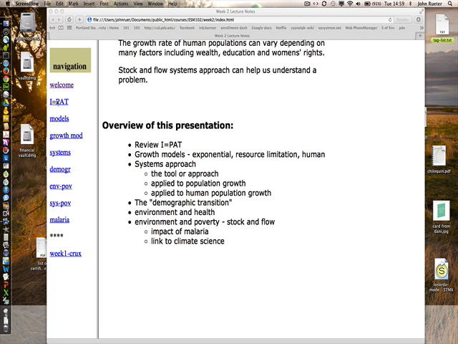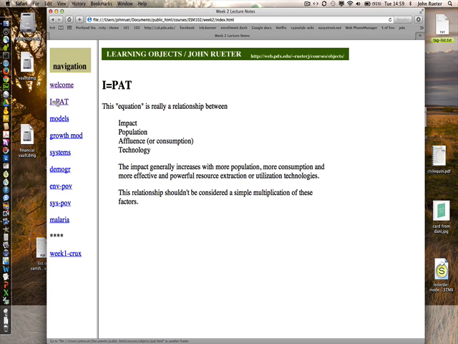So let's just quickly review the IPAT relationship, which is just impact is related to the population, affluence, and technology. This is a way to look at problems by figuring out how the impact is related to these different factors and how these different factors interconnect.